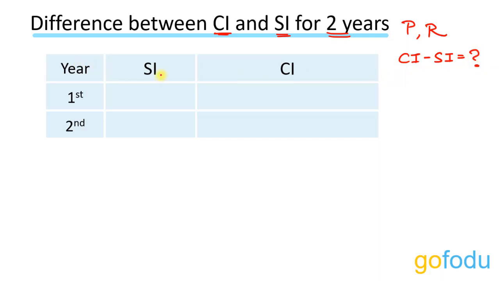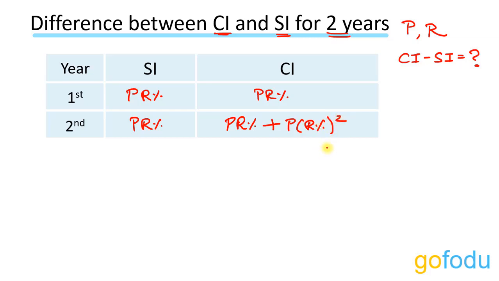So, simple interest for the first year would be PR percent. Simple interest is the same every year, so for the second year as well, it will be PR percent. Compound interest for the first year is the same as simple interest, PR percent. Compound interest for the second year would be the interest earned in the first year, that is PR percent, plus interest over this interest, that would be R percent of PR percent, PR percent whole square.